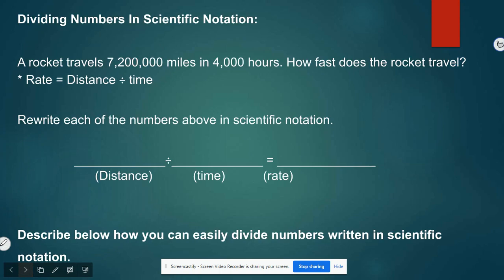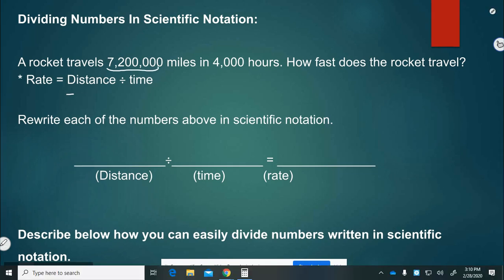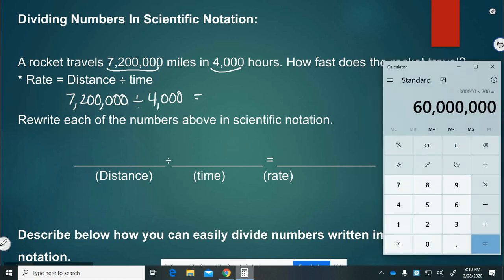Okay, so now we're on to some division, dividing numbers in scientific notation. A rocket travels 7,200,000 miles in 4,000 hours. How fast does the rocket travel? So now our rate is equal to distance divided by time. So we want to do the distance, which is this here, 7,200,000, divided by the time, which is 4,000 hours, to get our rate. And I'm going to cheat and use my calculator here because of these very large digits.